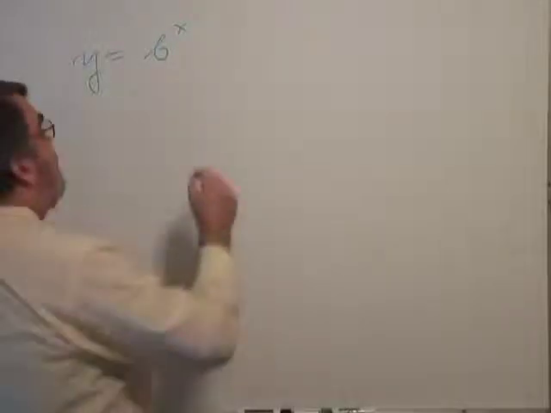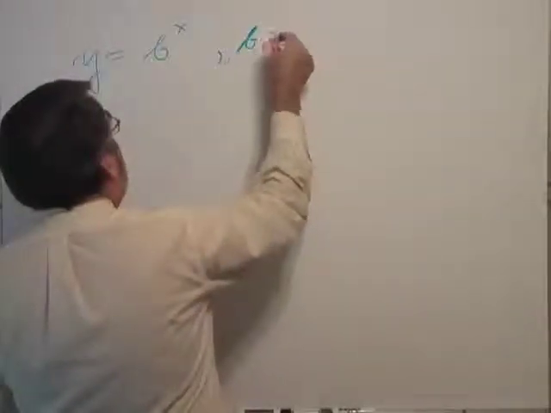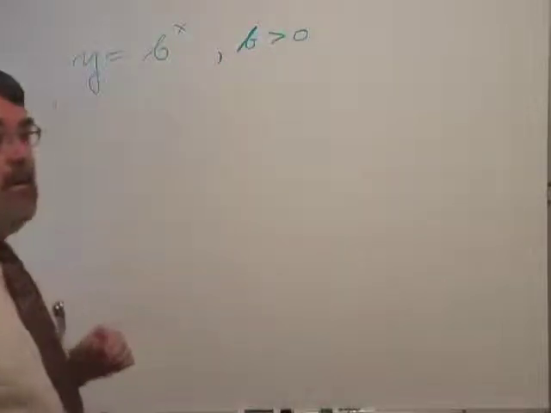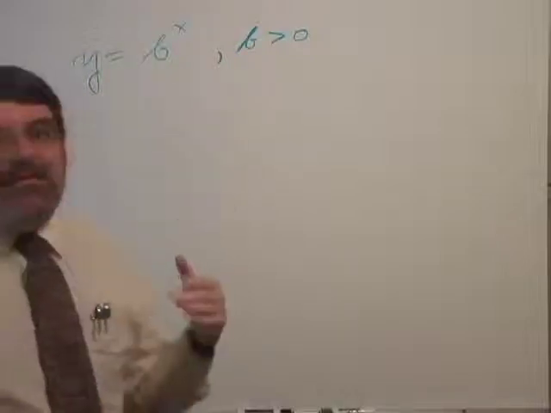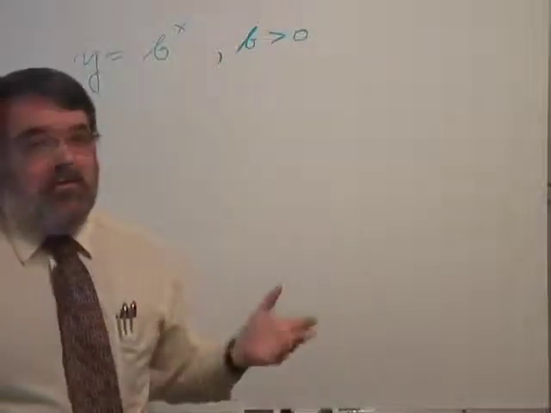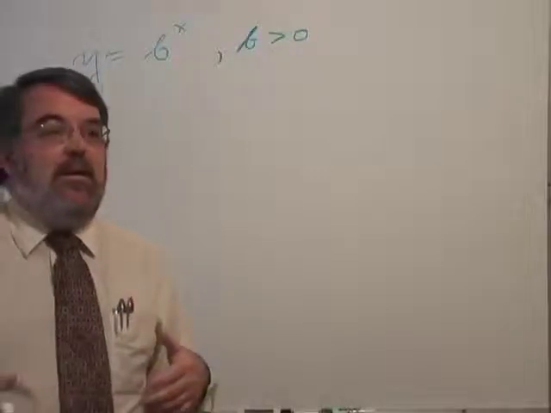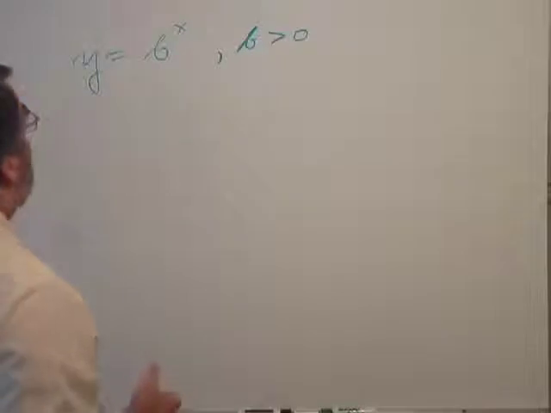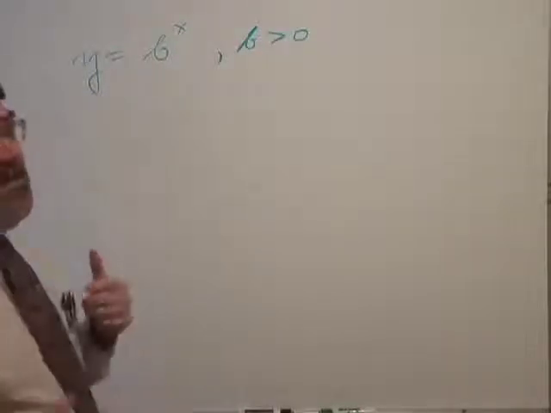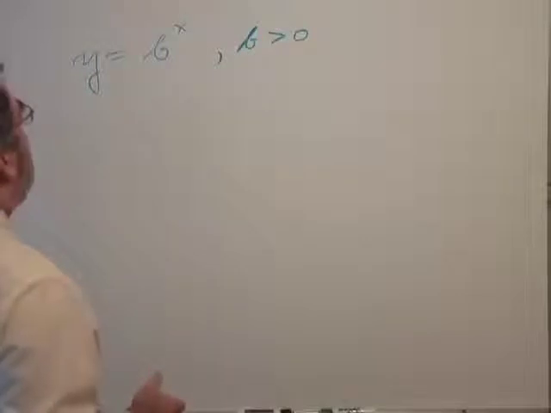But I need some restrictions here. I also need to restrict b so that it is positive. Because you open a real can of worms if you have a negative number raised to any power you wanted to. For example, what would be negative 3 raised to the square root of 2 power? That would be kind of hard to deal with. There are ways to deal with those, but they're far beyond our course.